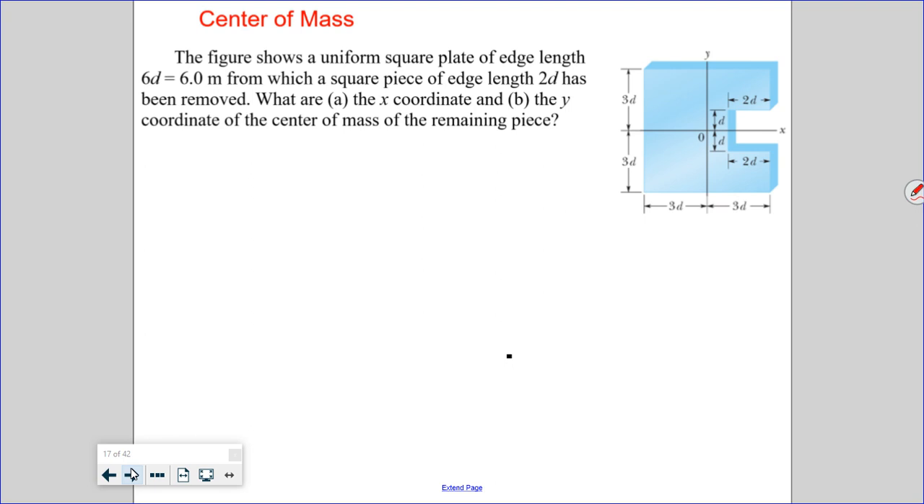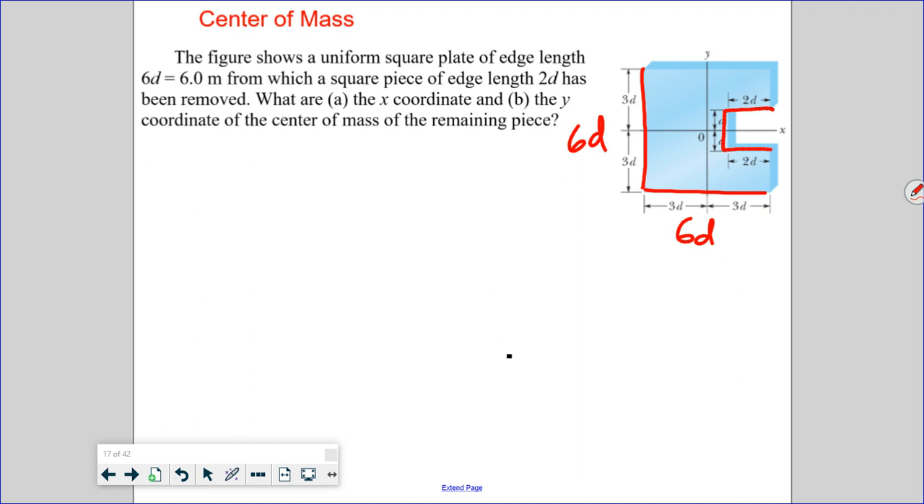So to be clear, if you can't read the screen here for some reason, this guy has a length of 6d. This guy has a length of 6d. And then this little block that we've got cut out in the middle is 2d by 2d. So 2d, 2d, 2d, etc. Okay? So we're going to try to find the center of mass.